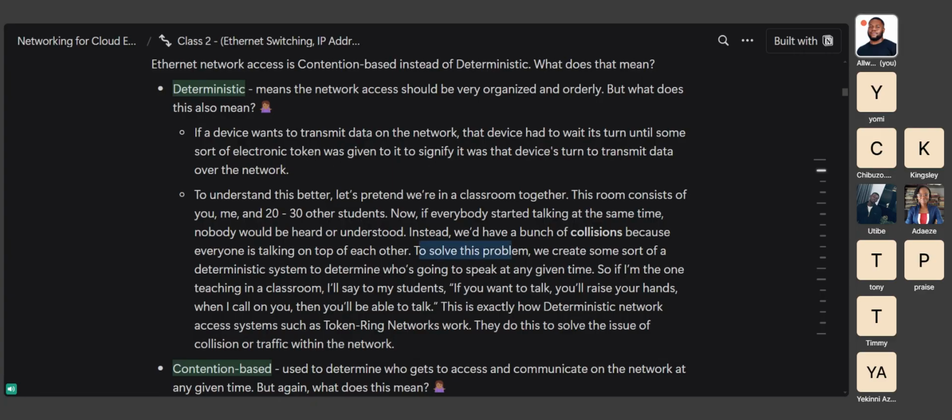Now, to solve this problem, we create some sort of a deterministic system to determine who's going to speak at any given time. So if I'm the one teaching in a classroom, I'll say to my students, if you want to talk, you raise your hands. When I call you, then you'll be able to say what you wanted to say, right? So this is exactly how deterministic network access systems such as token ring networks work. They do this to solve this issue of collision or traffic within a network.